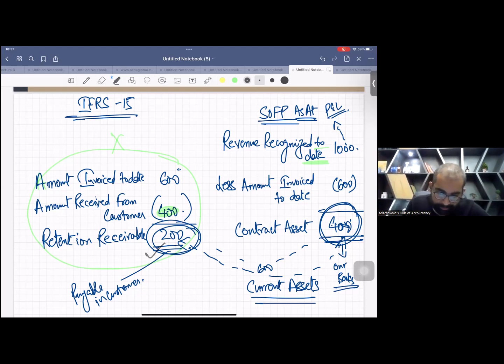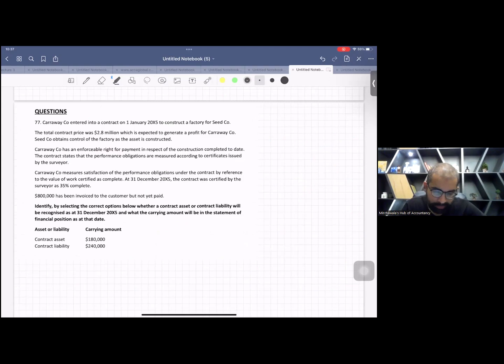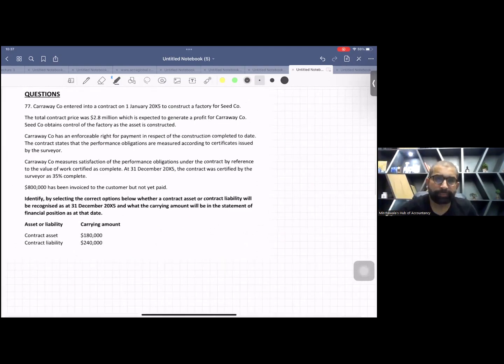Now, let's move to the question. This is the BPP kit question. Careaway company entered into a contract on 1st January X5 to construct a factory for seed company. The total contract price was 2.8 million.